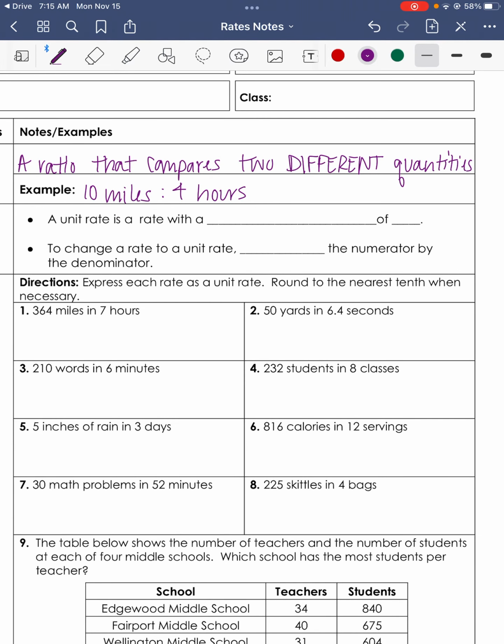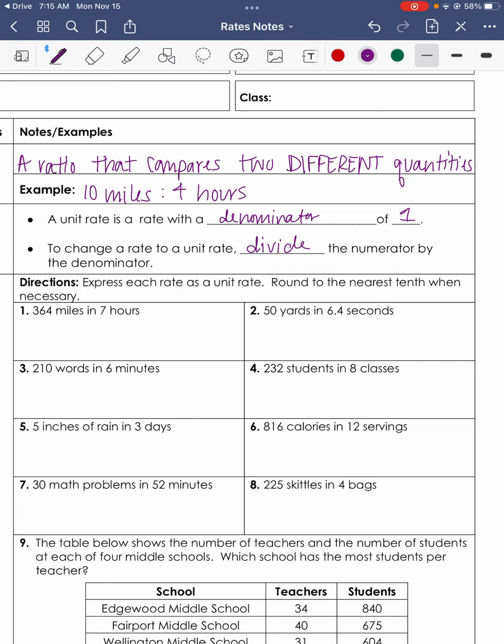And then we're specifically going to be doing unit rates. A unit rate is a rate with a denominator of 1. To change the rate to a unit rate, you just need to divide the numerator by the denominator. The numerator is the number that comes first. The denominator is the number that comes second in the problem. You just set that up as a fraction, and you're going to need a calculator here. You're just going to divide this out on your calculator.